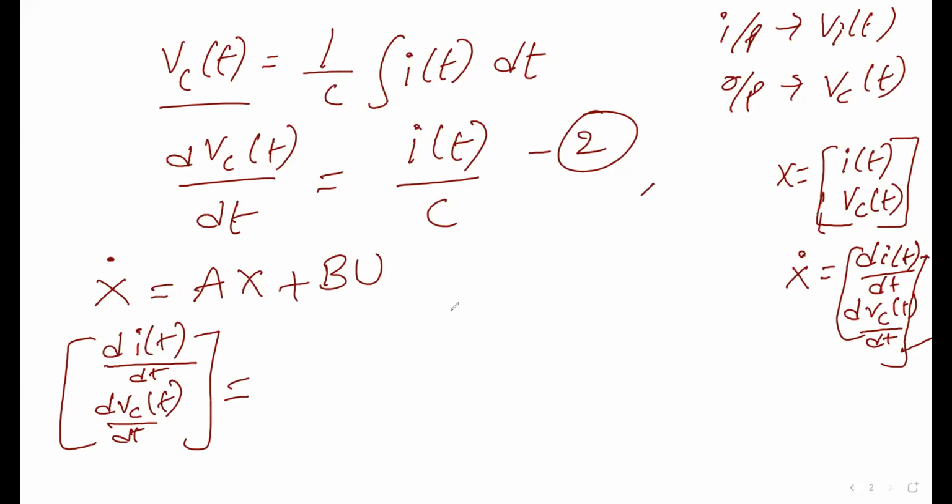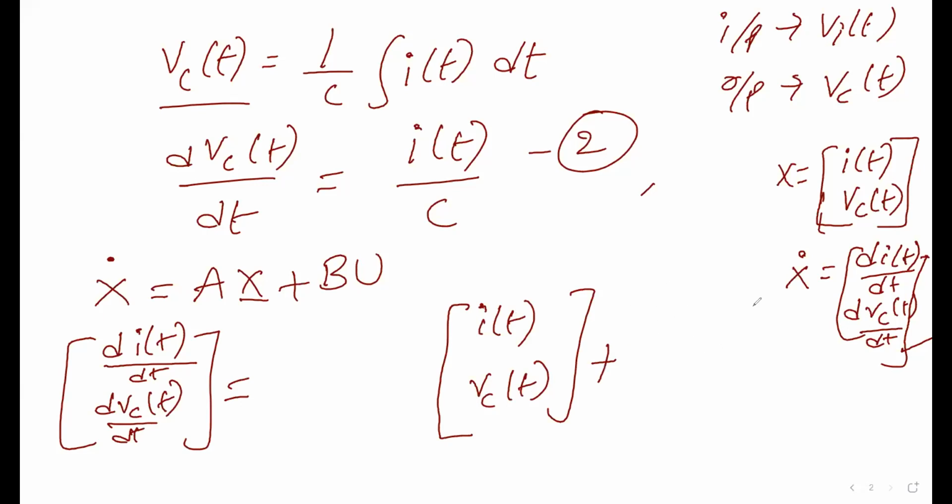Coming to X: I of t, Vc of t. Plus the B matrix. What is U? U is the input, Vi of t, right? So we have to find the matrix A and matrix B from these two equations, 1 and 2.